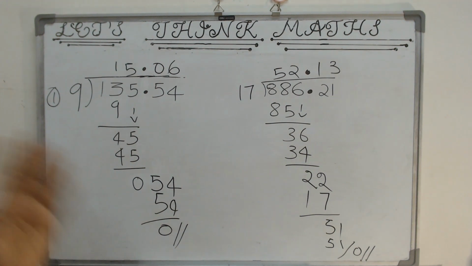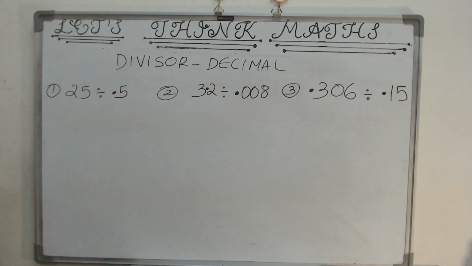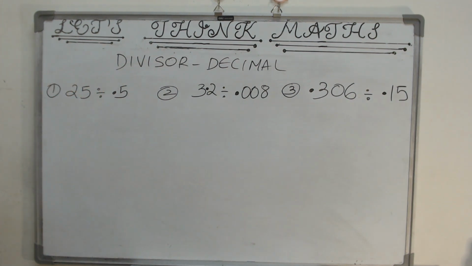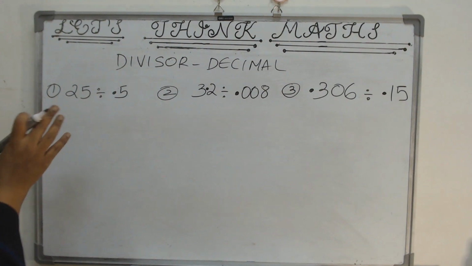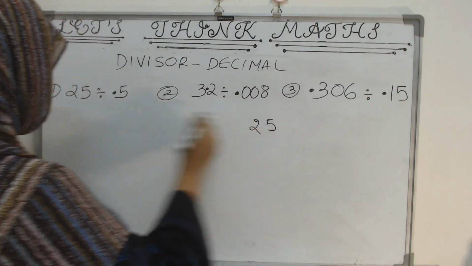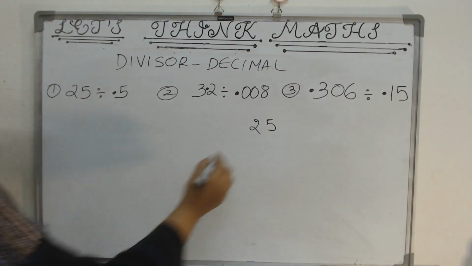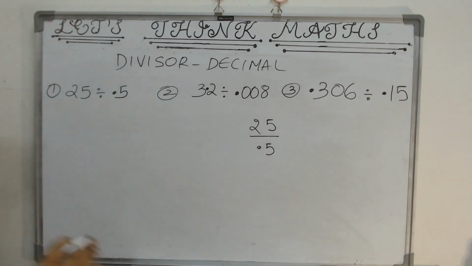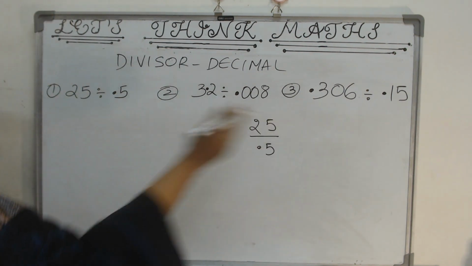Now we move on to the second set of questions where our divisor is a decimal. To understand the situation better, let us write this question in the form of a fraction where our dividend becomes the numerator and the divisor becomes the denominator. Now we know what to do when your divisor is a whole number. So let us make this into a whole number.